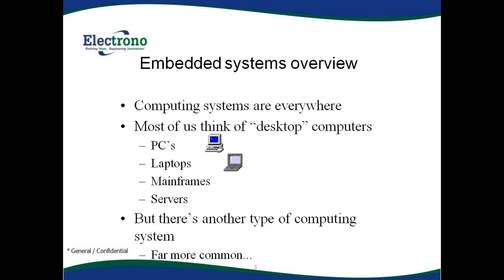Embedded system overview. Computing systems are everywhere. Like we have seen, even our computer is one of the computing systems. But can we call it an embedded system or not? Most of us think of desktop computers, PCs, laptops, mainframe servers as computing systems. But there are other types of computing systems which are very small, which we call embedded systems. So what is the difference between a PC and an embedded system?